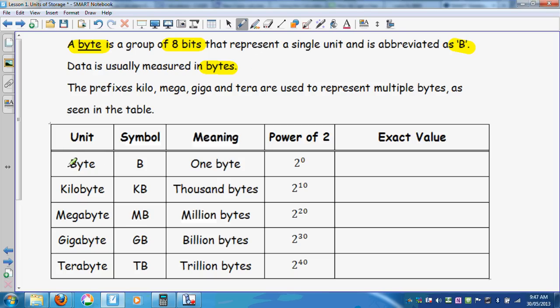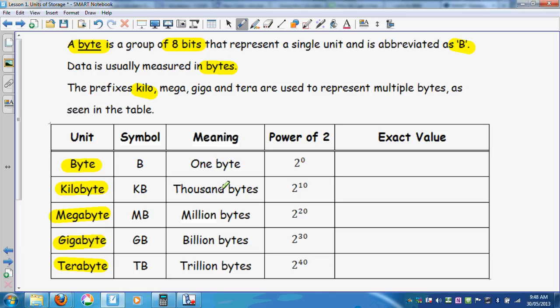So we've got our units here. Our byte is our smallest unit, then our kilobyte, megabyte, gigabyte, and our terabyte. And they're abbreviated by capitals: capital B, KB, MB, GB, TB, etc. Now we think about the meaning in terms of kilo. We always know a kilogram, for example, is 1,000 grams. So a kilobyte, we're talking about 1,000 bytes.